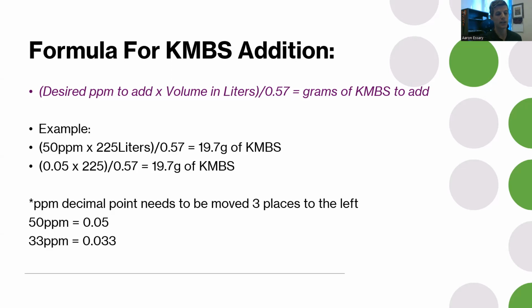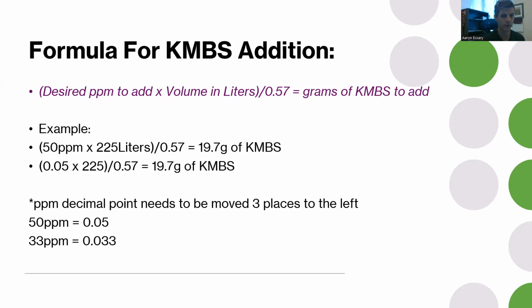Now, notice your decimal point on ppm. You can't just put 50 into the formula. You have to move your decimal point 3 places to the left. So a little bit of numbers here, a little bit of chemistry. So 50 ppm is the same thing as 0.05. 33 ppm is the same thing as 0.033. So know your decimal places.